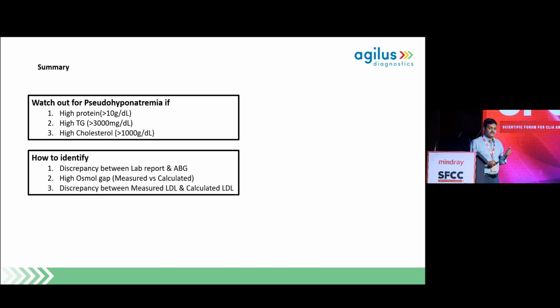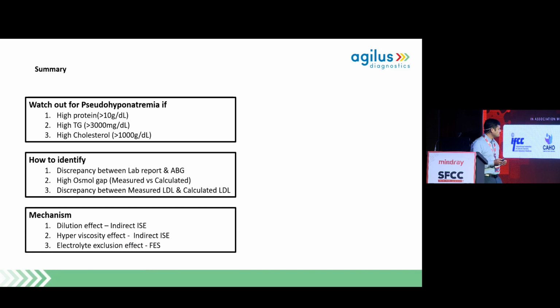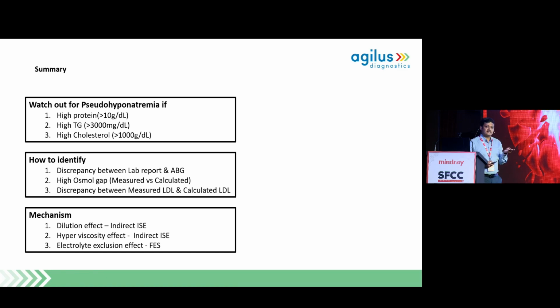And how to identify it? There is a discrepancy between the lab report, if the lab is using indirect ISE, and the ABG. And there is a high osmolar gap between measured and calculated. And there is a discrepancy between measured LDL and calculated LDL, because I'll come to why that happens. So the 3 mechanisms I already explained: one is the dilution effect, the second is the hyperviscosity effect, the third is the electrolyte exclusion effect. And there is one more thing in this case: why the cholesterol is 1,000.